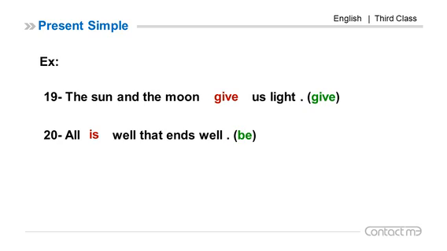All can be followed by an uncountable noun and a singular verb. All the information is true. But if all stands on its own, stands alone, it becomes singular. It is not followed by a plural noun or uncountable noun, so it is singular. All is well that ends well.